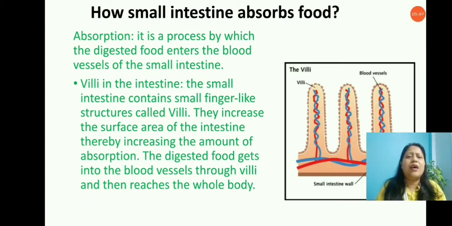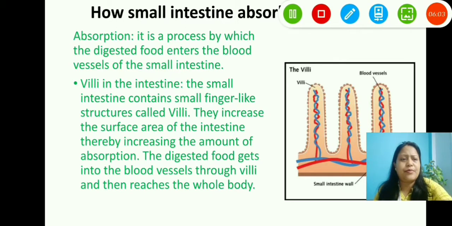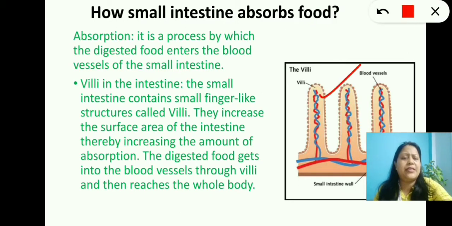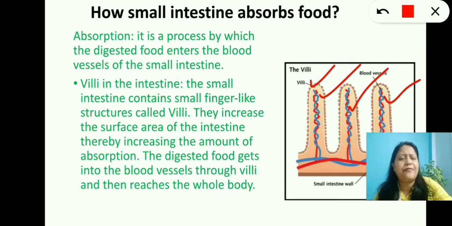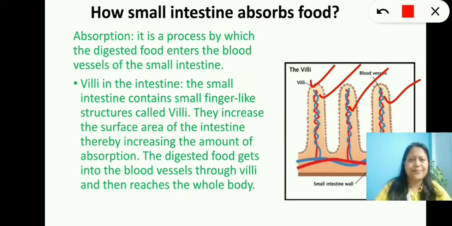Now children, we are discussing the small intestine and we must know about the process of absorption. Absorption is a process by which the digested food enters the blood vessels of the small intestine. So children, here if you can see in this drawing, these blue and red colored pipe-like structures are nothing but the blood vessels which are present in the villi. So villi are nothing but the finger-like structures which we find in the small intestine.